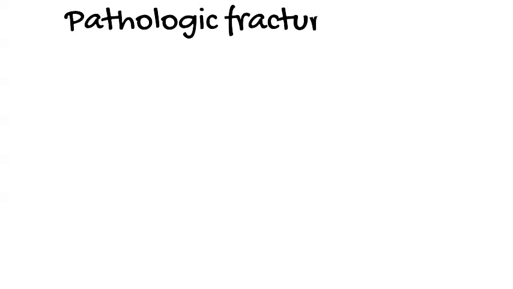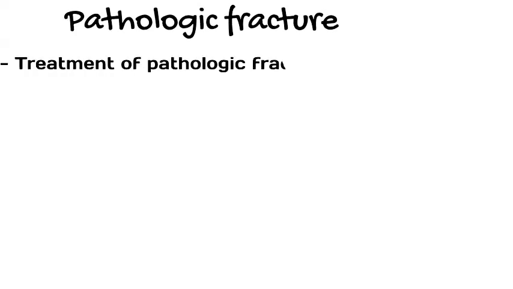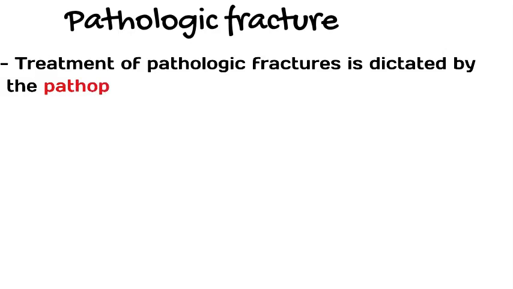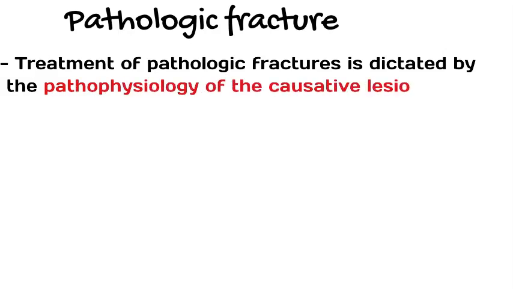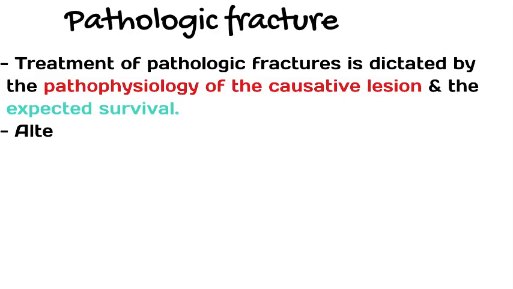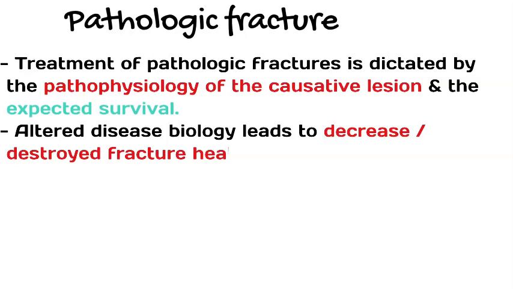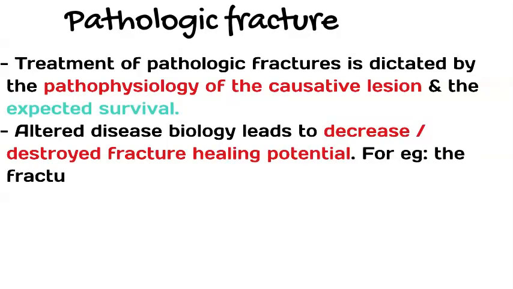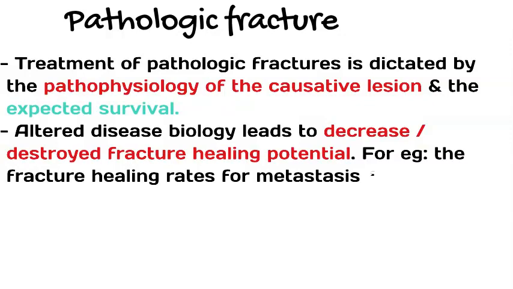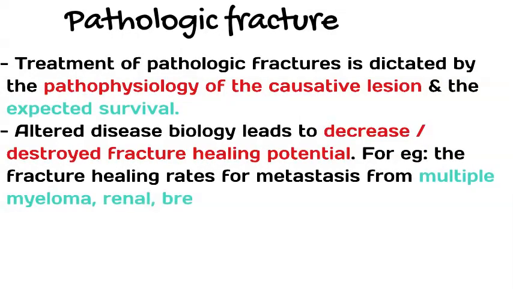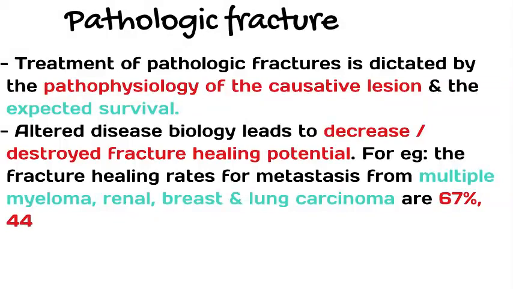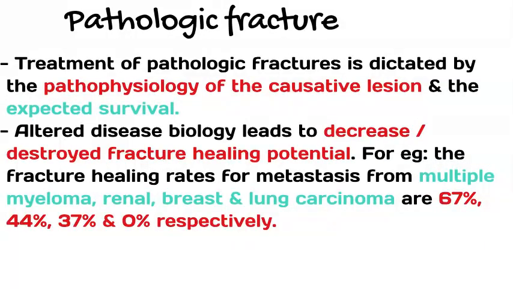Pathologic fracture. The treatment of pathologic fracture is dictated by the pathophysiology of the causative lesion and expected survival rate. Altered disease biology leads to decreased or destroyed fracture healing potential. For example, the fracture healing rates for metastasis from multiple myeloma, renal, breast, and lung carcinoma are 67% for multiple myeloma, 44% renal, 37% breast, and 0% for lung.